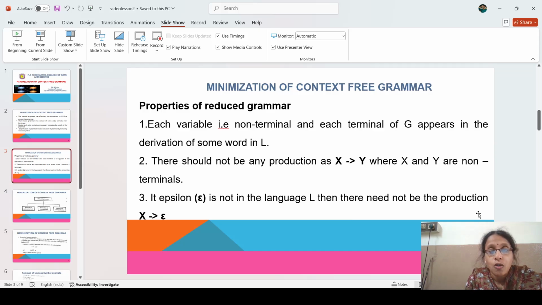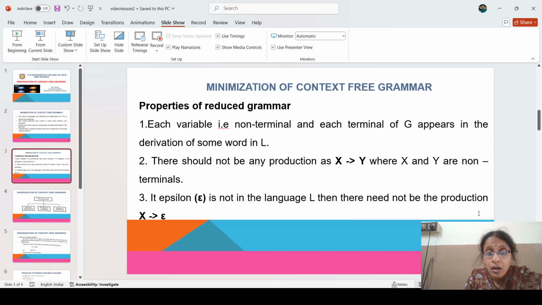What are the properties we have to follow for reducing the grammar? The first one is each variable, that is non-terminal, and each terminal of G appears in derivation of some word in L. There should not be any production as X implies Y where X and Y are non-terminals. Generally the non-terminals are represented by capital letters and terminals by small letters. The non-terminals are denoted on the left hand side, and both terminals and non-terminals are denoted on the right hand side.